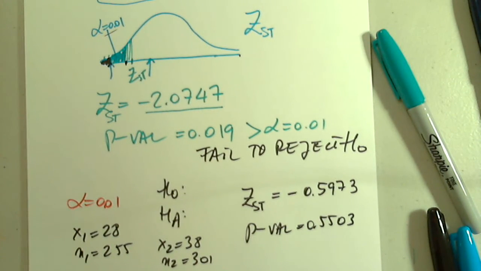So back to the problem. Round to 2 decimal places, negative 0.60. P-value, round to 3 decimal places.